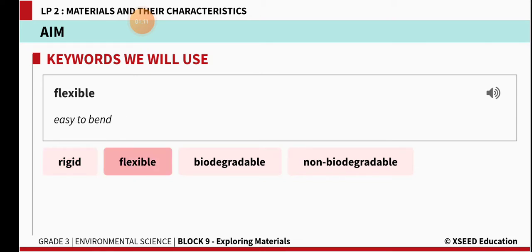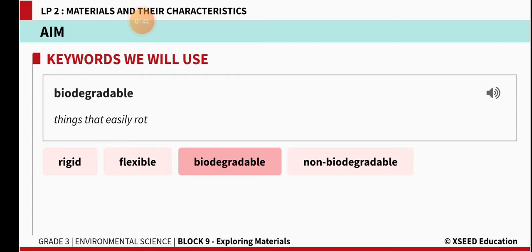And the next word is flexible, F-L-E-X-I-B-L-E. Flexible means easy to bend, which can bend easily, like rubber pipes can bend very easily. Those are known as flexible. Flexible: easy to bend.